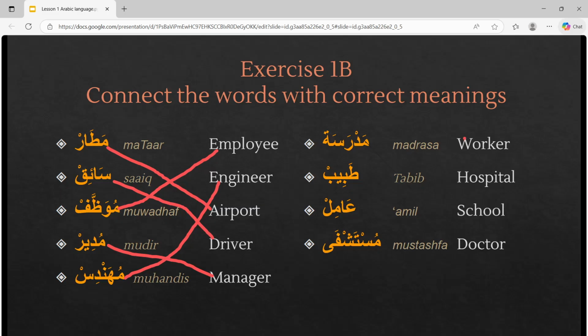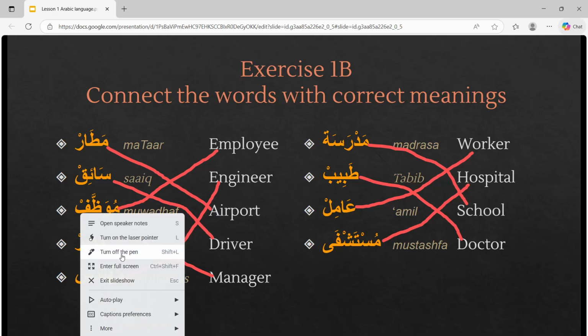All right, this side over here. مدرسة. What does madrasa mean among these 4 options here? Madrasa is a school. طبيب. What about طبيب? طبيب is doctor. عامل will be worker. And last here, مستشفى is hospital. There you go. All right. Let's move on to the next exercise here.